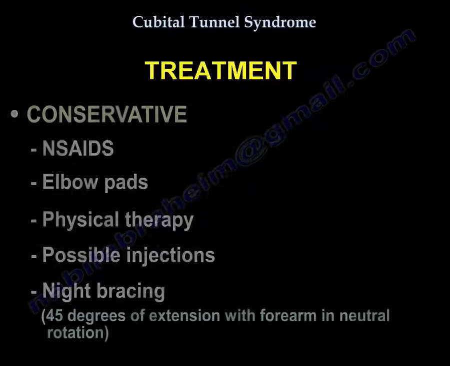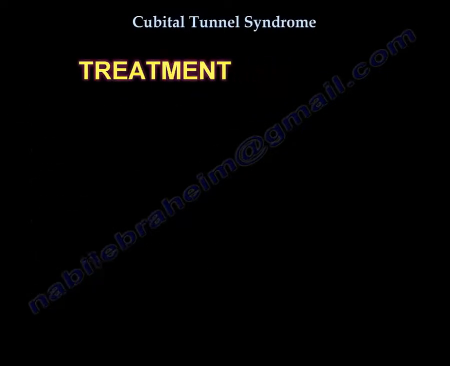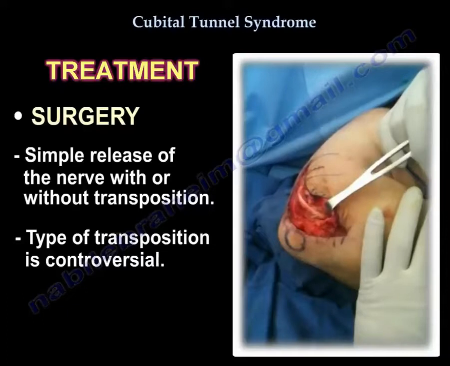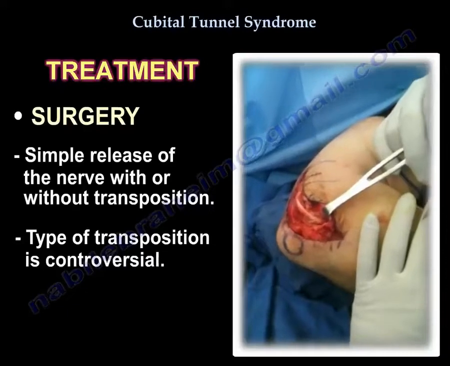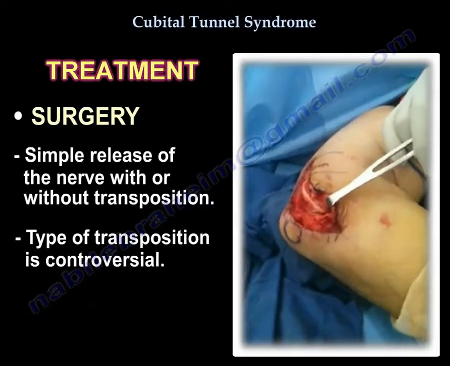Treatment: conservative treatment with non-steroidal medications, elbow pads, physiotherapy, and possible injections. And night bracing in 45 degrees of extension with the forearm in neutral rotation. Surgery: simple release of the nerve with or without transposition. Type of transposition is controversial.